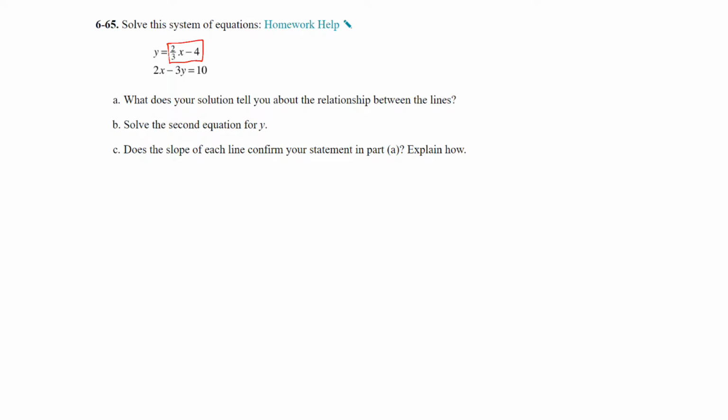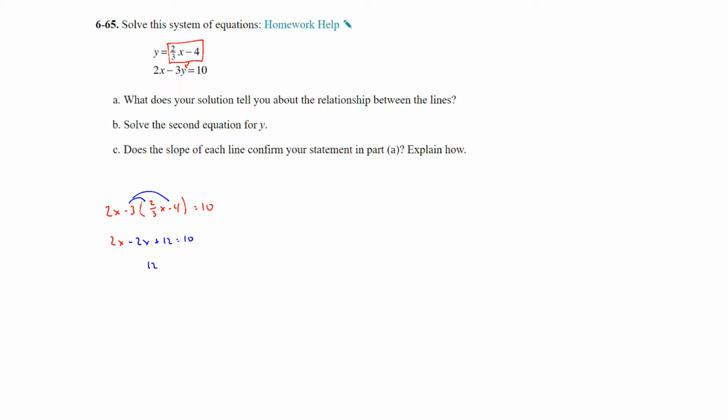So this one looks to me like it's set up for substitution. y is solved for, so I'm going to go ahead and take the second equation and replace the y with 2/3 x minus 4, and solve the equation from there. Now, be careful, there is a negative 3 on the outside of the parenthesis, so include that negative. So negative 3 times 2/3 is negative 2x. Negative 3 times negative 4 is a positive 12.